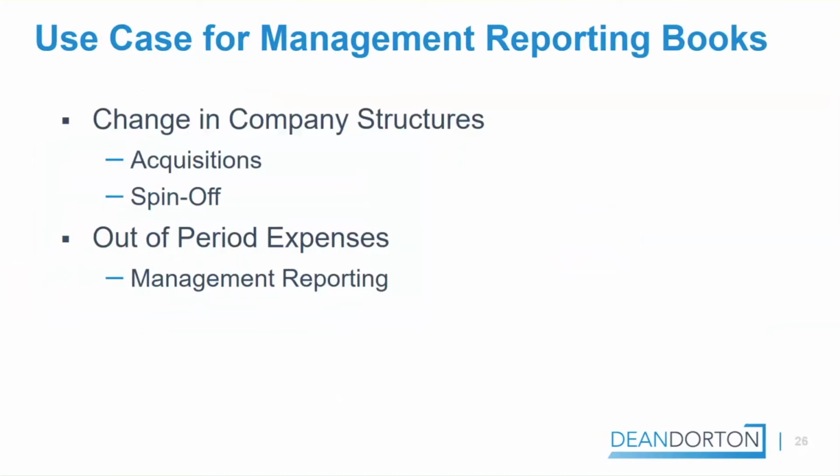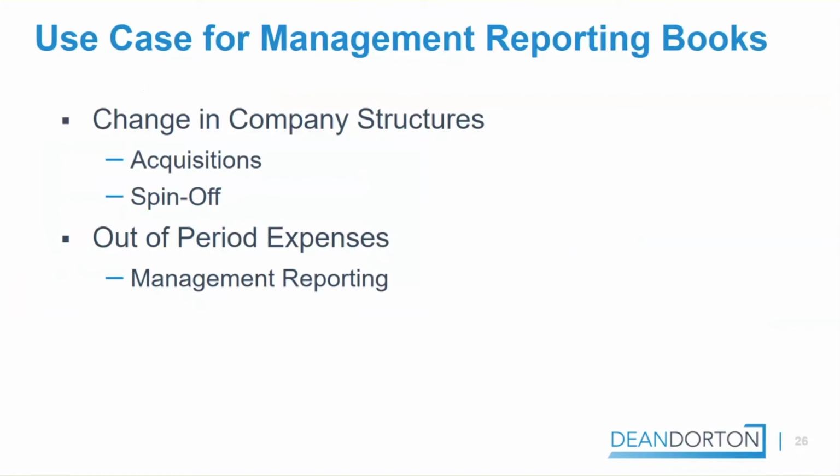So why would we possibly use management reporting books? Well, here's a couple examples that might help. First is a change in company structures. So if you have maybe an acquisition we talked about earlier, and you want to record some history, but you just want to keep track of that, you might go back and record transactions that have happened in a prior period that are normally closed. This would allow you to put that information in and be able to report on it as though it had actually happened. The other thing is out of period expenses.